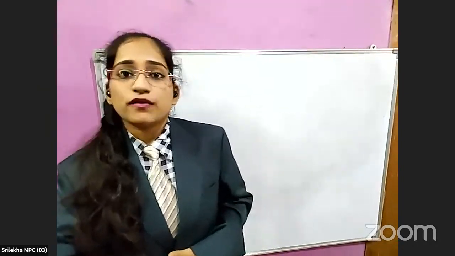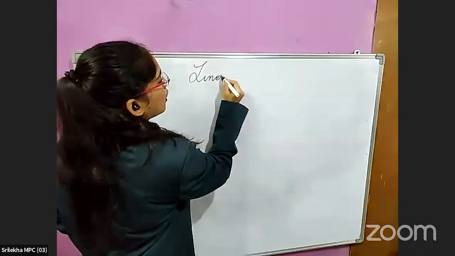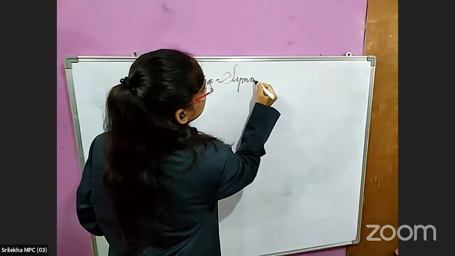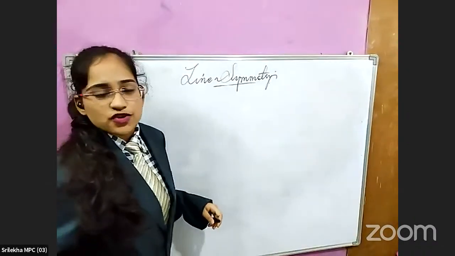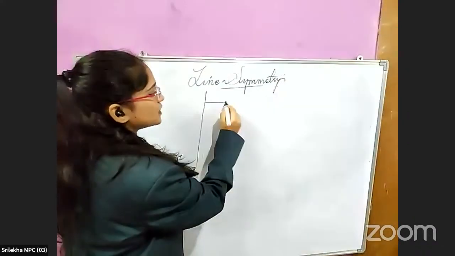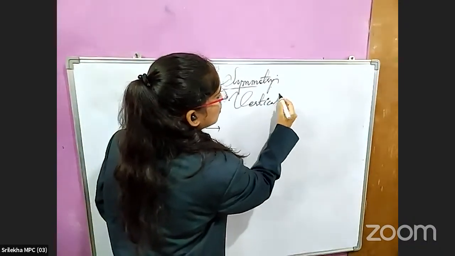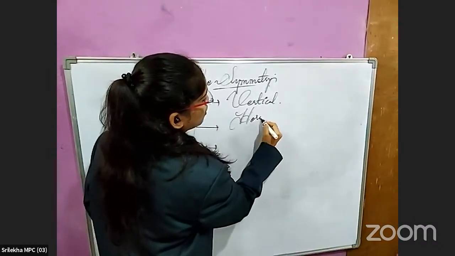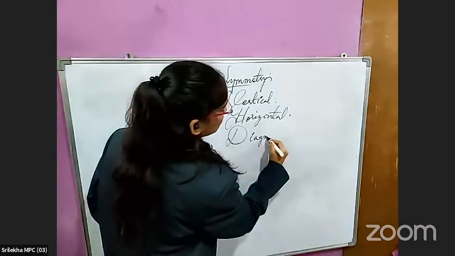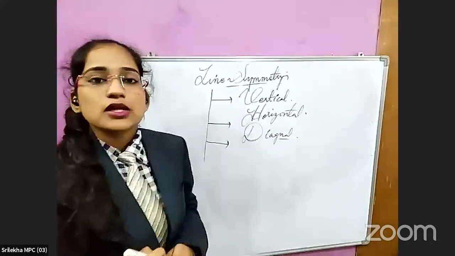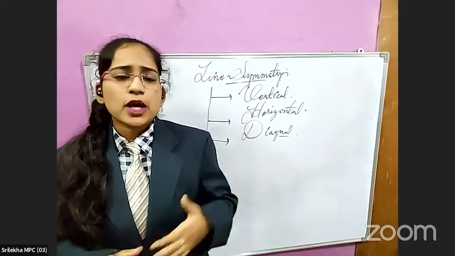Now coming to the types of line symmetry. Usually we have three types of line symmetry, which are vertical, horizontal, and diagonal.